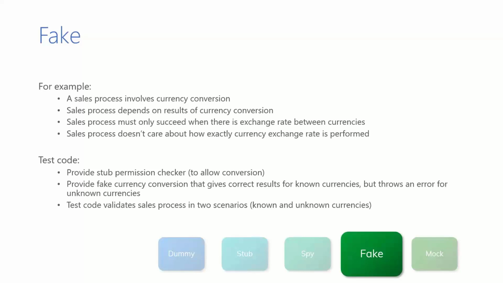So it depends on results of currency conversion, and it must only succeed when there is an exchange rate between currencies. So this sales process doesn't care about how exactly this currency exchange is performed. What we could do is provide a stub permission checker to allow the conversion.